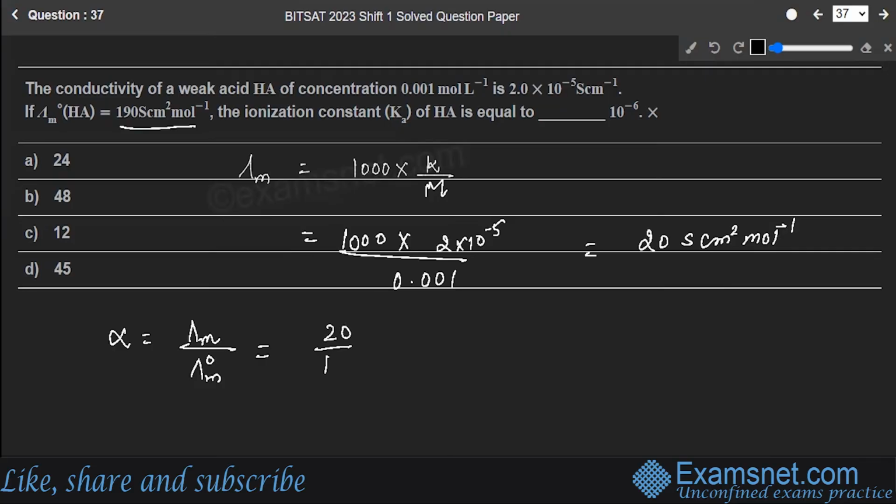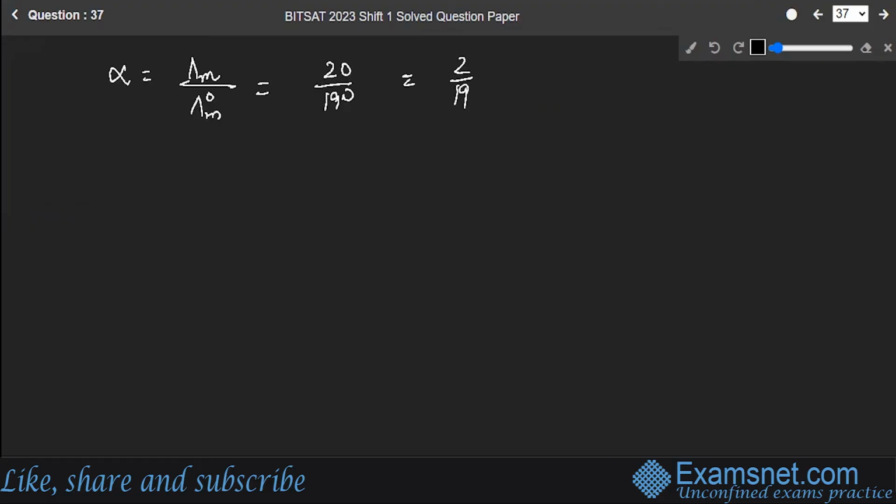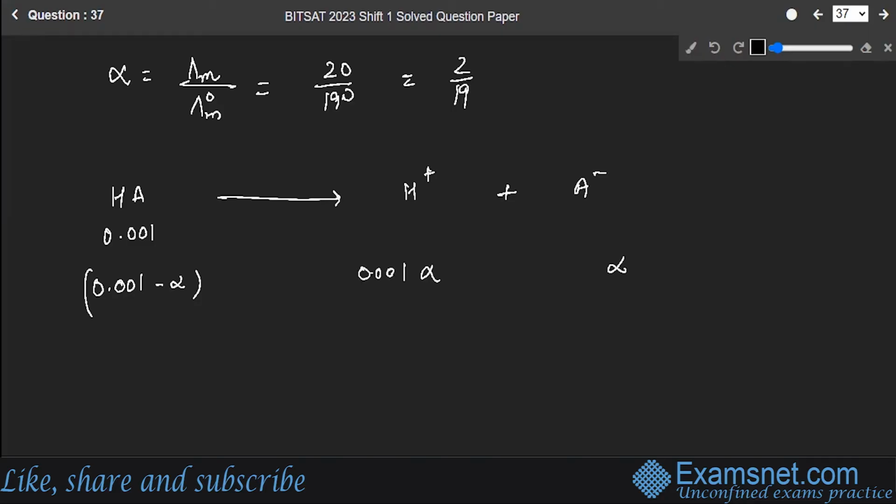This is equal to 20 upon 190. So this is 2 upon 19. So HA is now dissociated to form H plus A negative. If I'm having initially 0.01 moles of it, after the formation of alpha, this will be 0.001 minus alpha. And here will be 0.001 alpha formation.